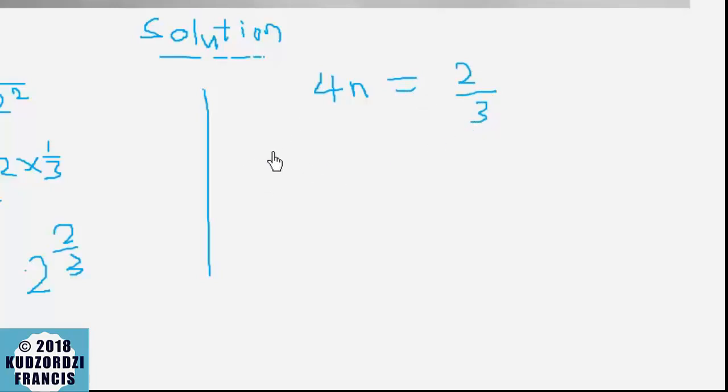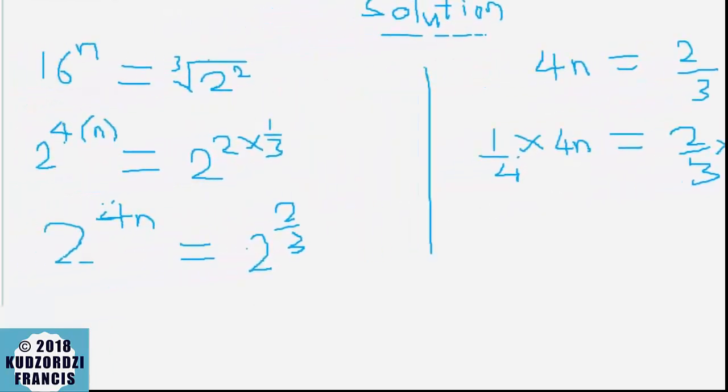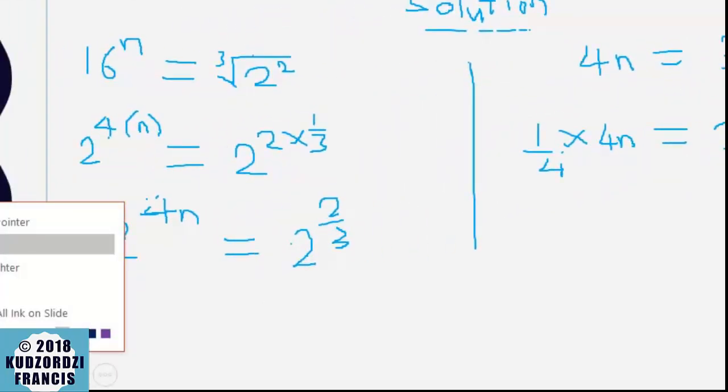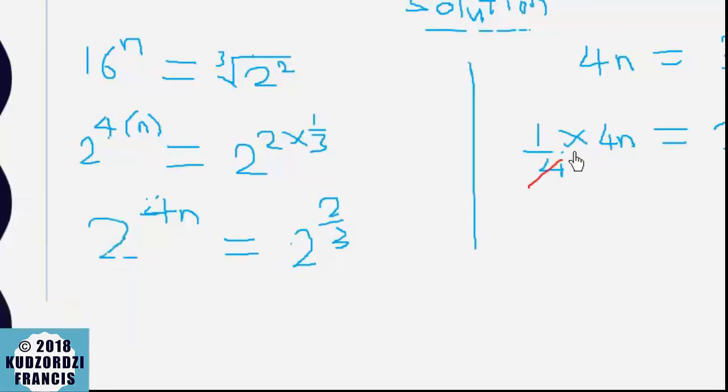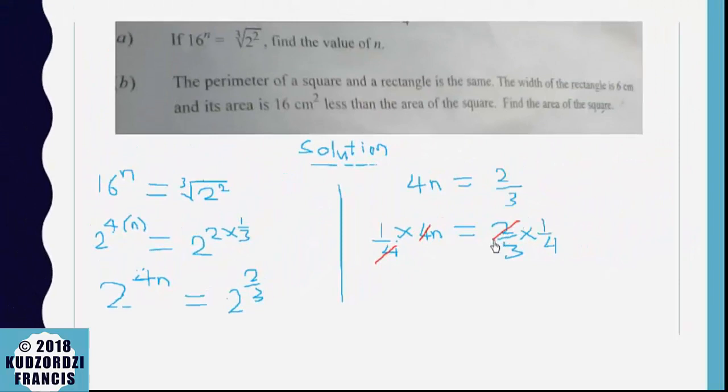So multiply both sides by 1 over 4. So 1 over 4 times 4n is equal to 2 over 3 times 1 over 4. So we simplify. So we know 4 goes into 4, then 2 also goes into 4 2 times. So we are left with n is equal to 1 over 3 times 2, which gives us 6, so 1 over 6.